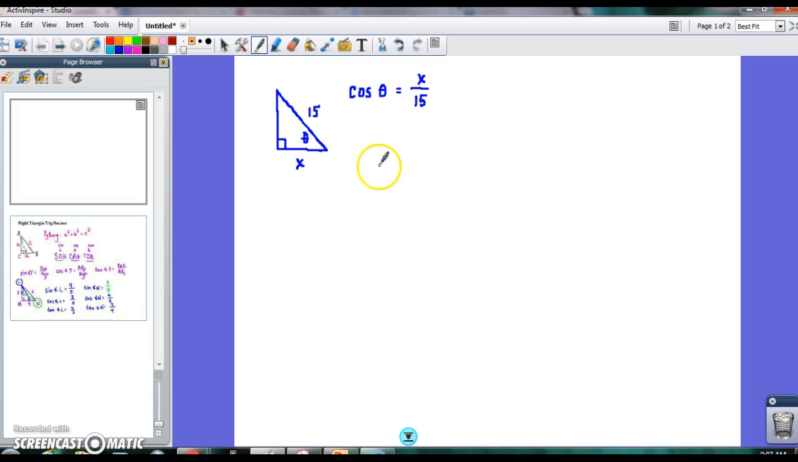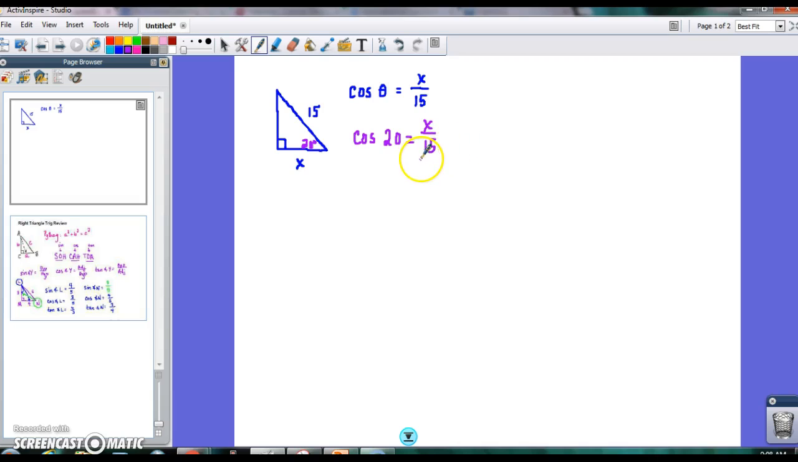Now, let's talk about what if I had an angle in there. So let's say it wasn't theta. Let's say I told you the angle was 20 degrees. I say, okay, well then you're saying cosine of 20 is equal to x over 15. And now I say, okay, well solve for x.